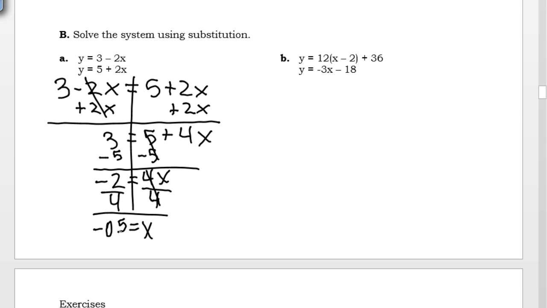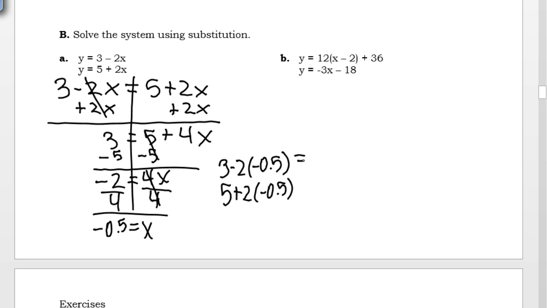We're not done. When we solve a system, we always need 2 answers, an x and a y, so I'm going to substitute that x value back into my equation. And just like before, you only really have to do one equation. You can do the top equation, or you can do the bottom equation, but I really like to do both because that lets me check my answer.